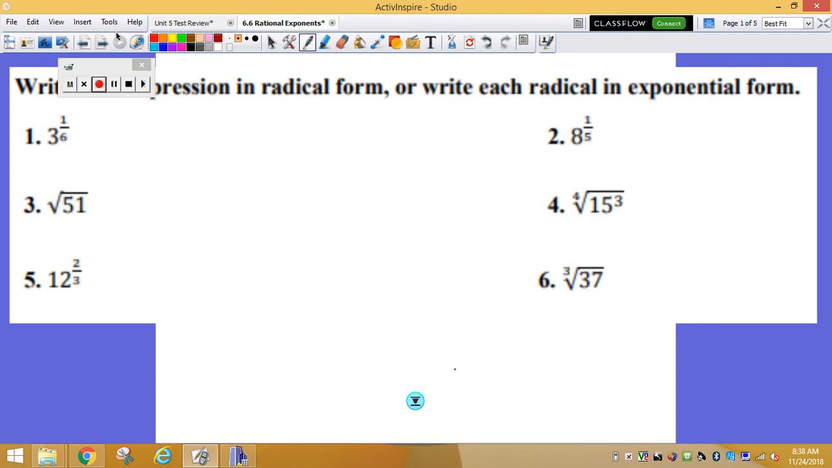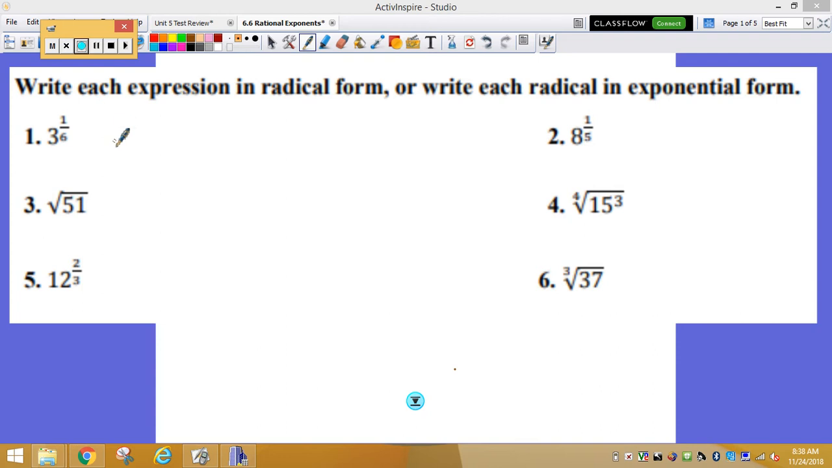Okay, so this lesson is on rational exponents. There's three different parts that we're going to do. We're going to start by just changing the form. How do you go from radical form to exponential form? And it's actually not too bad.